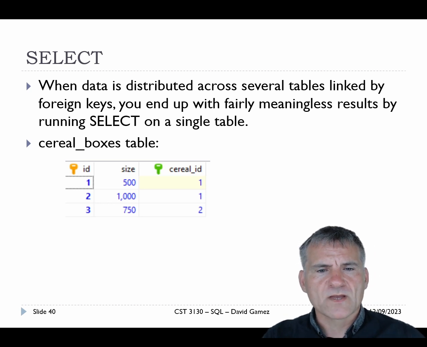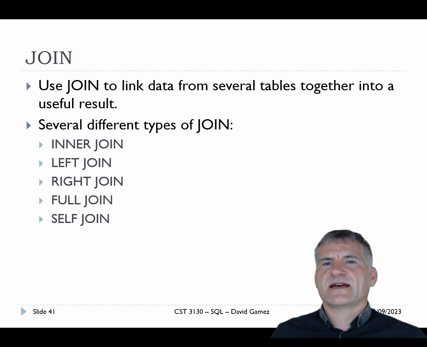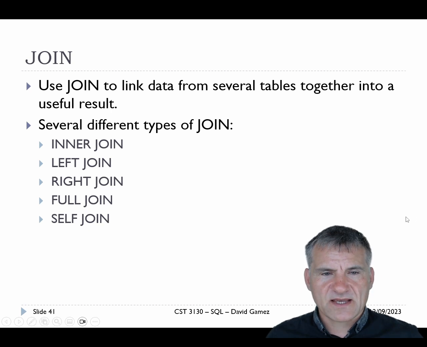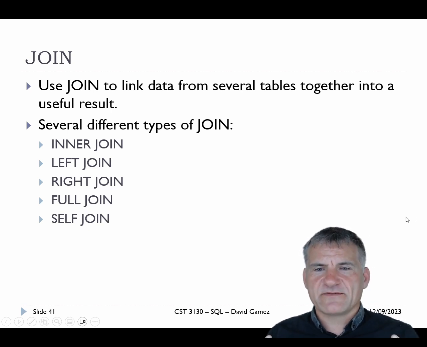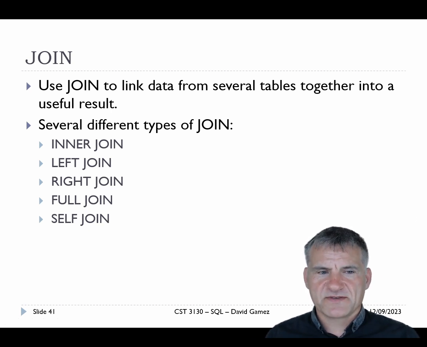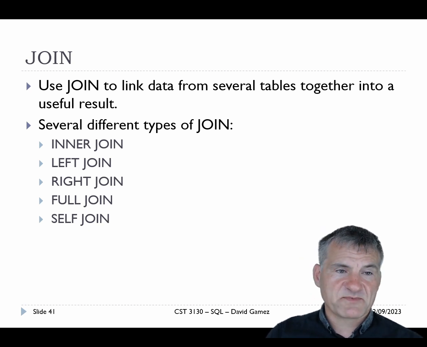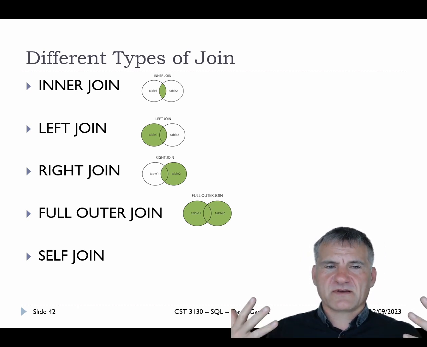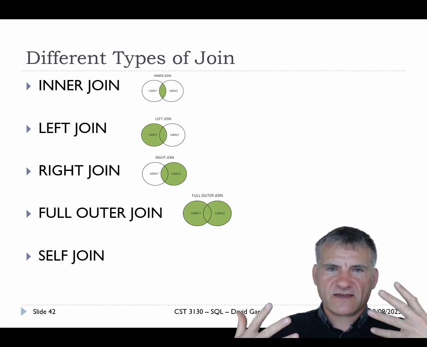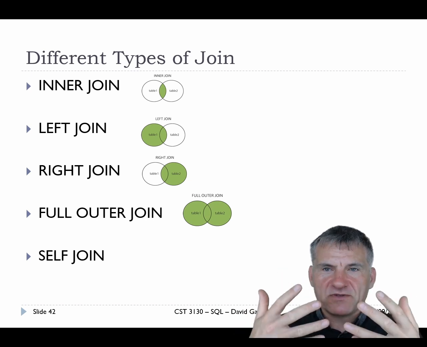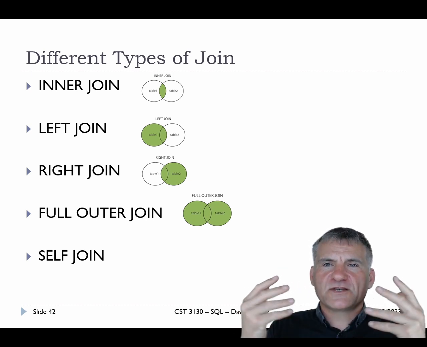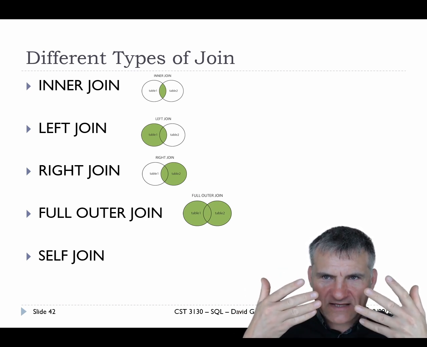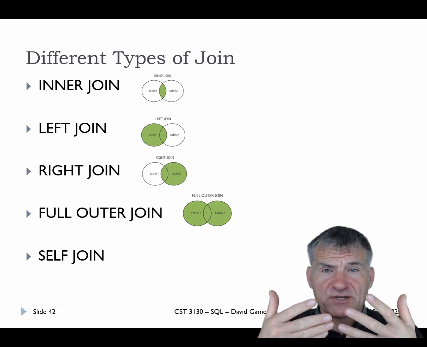Yeah. So the answer to that problem is join. Join is a way of linking data from several tables together into a useful result. And unsurprisingly, there are lots of different types of join. The one I'm going to cover here is inner join, which is looking for entries that exist in both tables, and it will return the results where there's a match, where there is an actual foreign key relationship between the two tables.